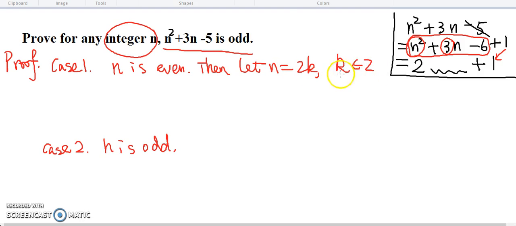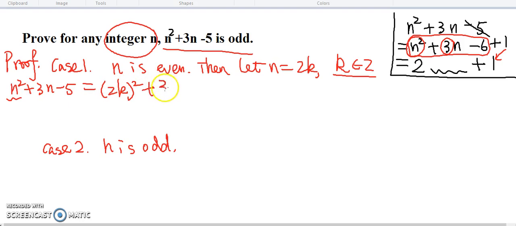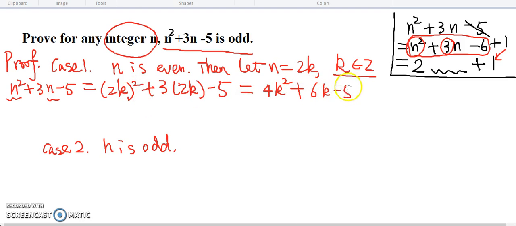Make sure you write k is an integer, either using symbols or using a sentence. Now we're going to plug 2k into the expression we have, n squared plus 3n minus 5 equals: replace the letter n with 2k, plus 3 times, replace this letter n with 2k, minus 5. And we simplify that, using algebraic formulas, 6k minus 5.